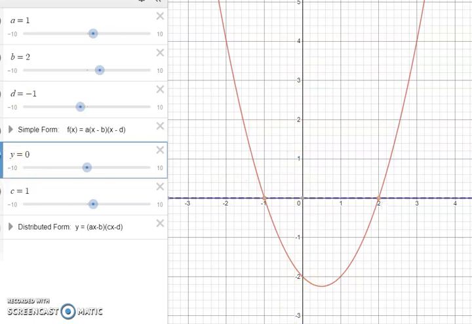Let's write it in so you can see it. If I set y equal to 0, you'll notice the 0 line is the x-intercept line. So to say the x-intercepts is the same as to say that in this equation, f of x, that is to say y, is equal to 0. So let's think about what that means in terms of the equation.